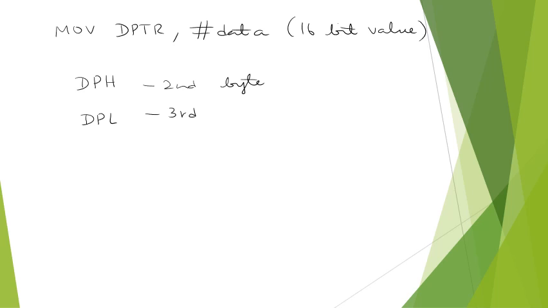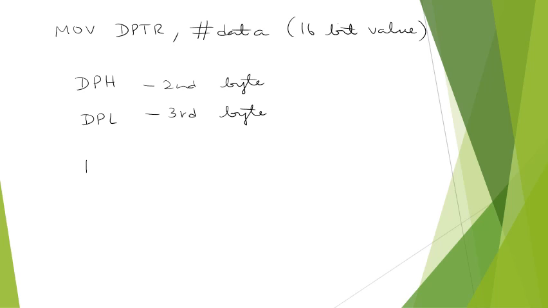So in the MOV instruction, the second byte will be the higher order byte, that is DPH, and the third byte will be the lower order byte, that is DPL. And using this instruction only, we can move 16 bits of data at once.